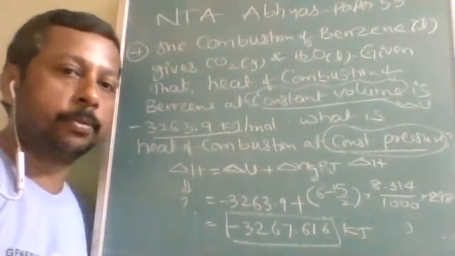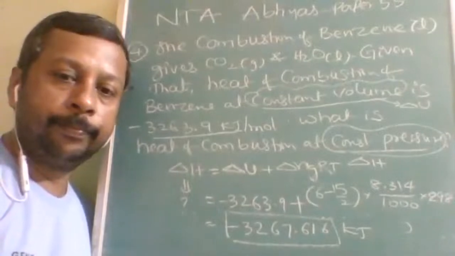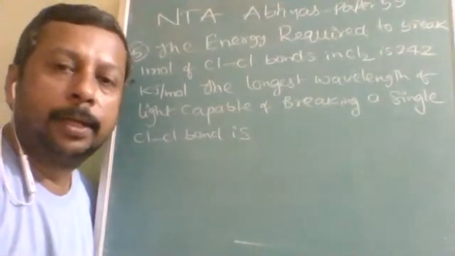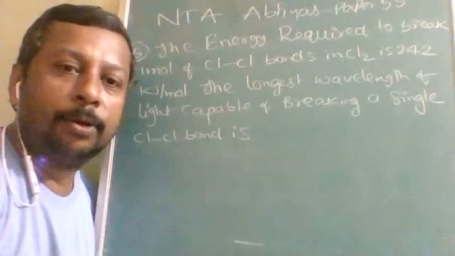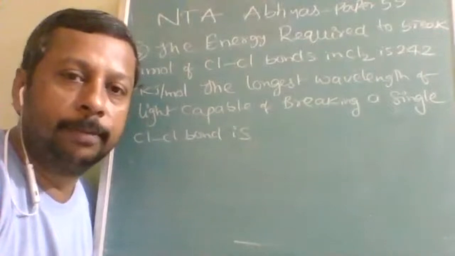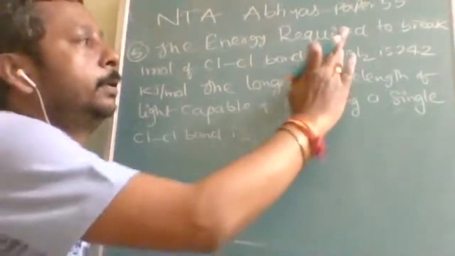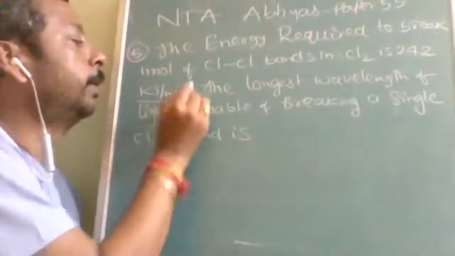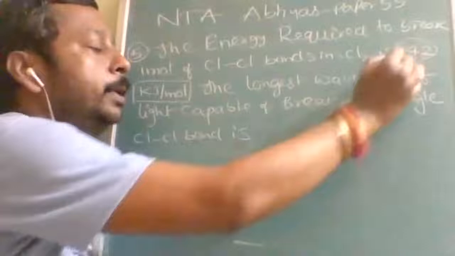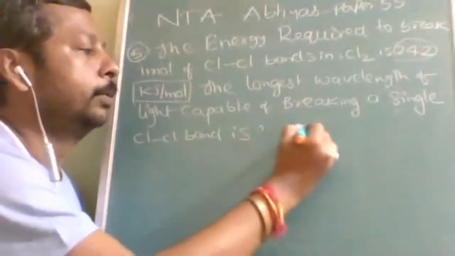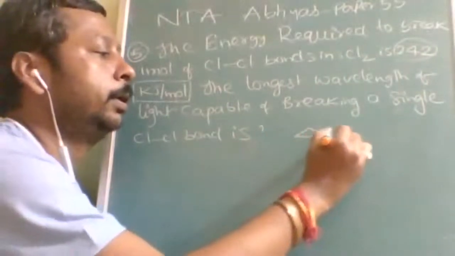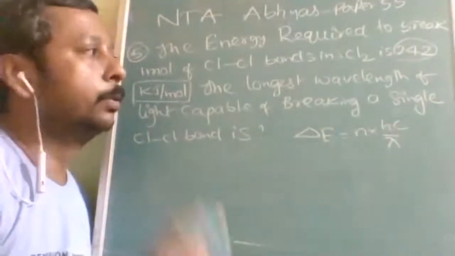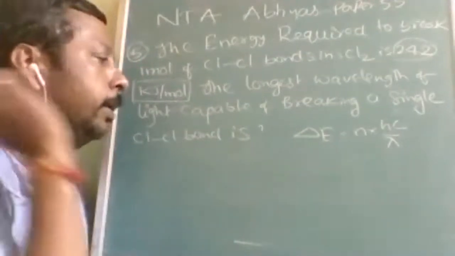Let's start with the next question. Next question, again atomic structure. It appeared to be from chemical bonding, but the question is from atomic structure, and there is a small twist. That small twist is kilojoule per mole. According to Planck's theory, delta E is equal to N into hc upon lambda. So the question is, what is the energy required?